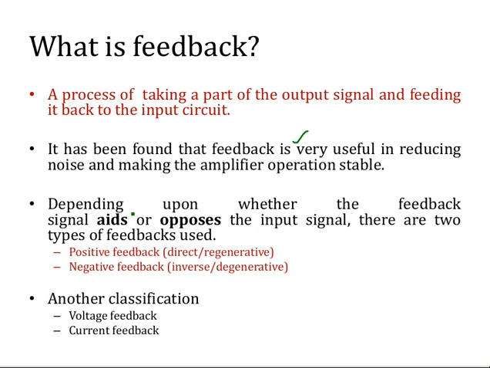Depending upon whether the feedback signal aids or opposes the input signal, there are two types of feedback used. The first one is positive feedback, which is also known as direct or regenerative feedback, and the second one, negative feedback, which is inverse or degenerative feedback. So if the feedback aids, it is known as positive feedback. If the feedback opposes, it is negative feedback. Another classification depends on what quantity you are taking as feedback. If you are taking voltage as feedback, it is voltage feedback. If current, then it is known as current feedback.